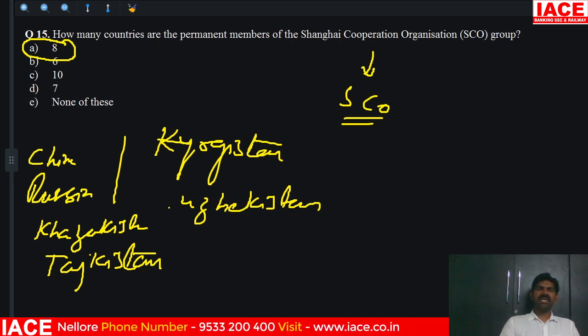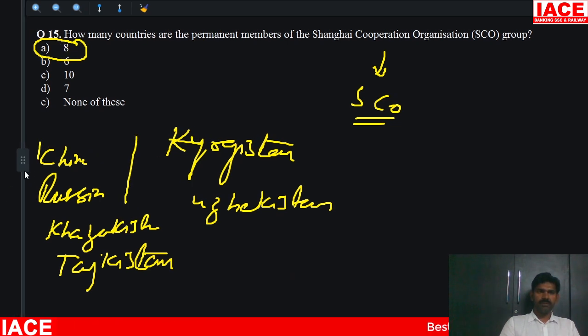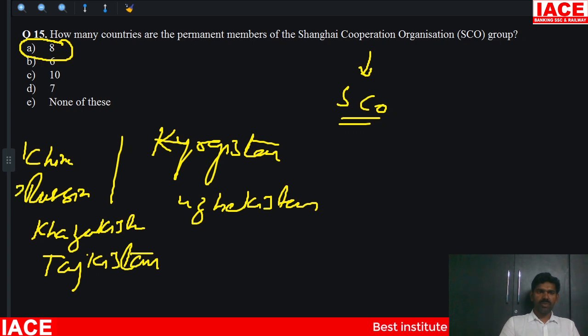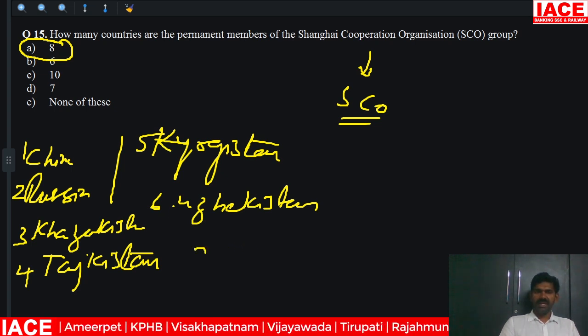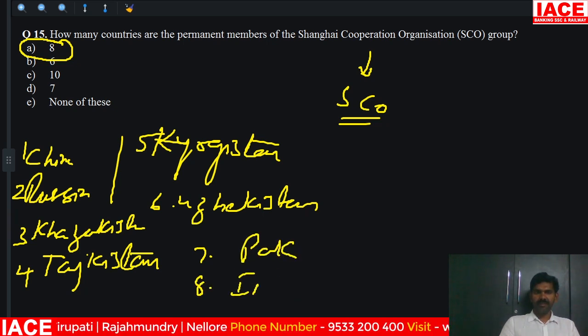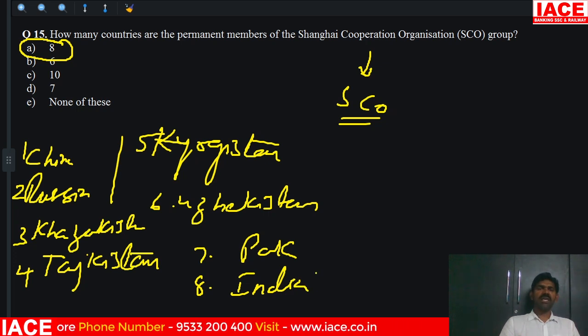Actually, initially it was called the Shanghai Five. Why? Because five countries were members. When Uzbekistan joined as the sixth country, the name changed to SCO. After this, very recently, in 2017, the seventh and eighth countries became Pakistan and India. With this, the total number of permanent members of the SCO became eight countries.